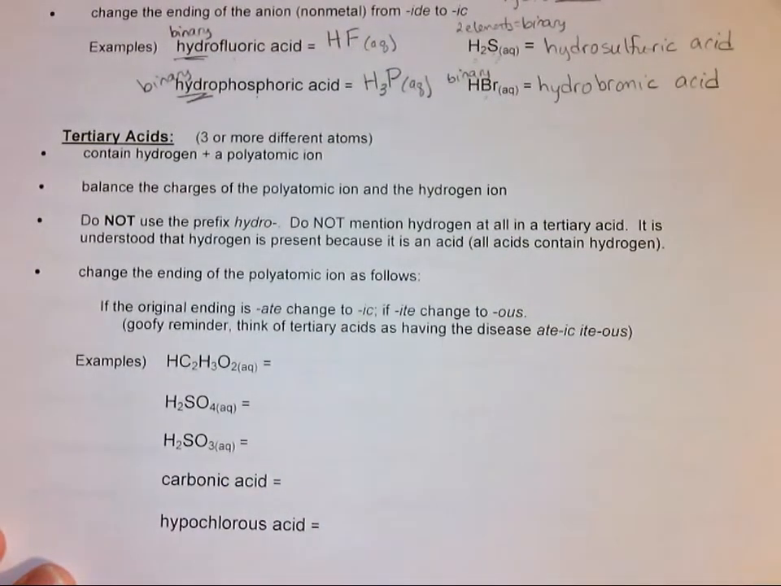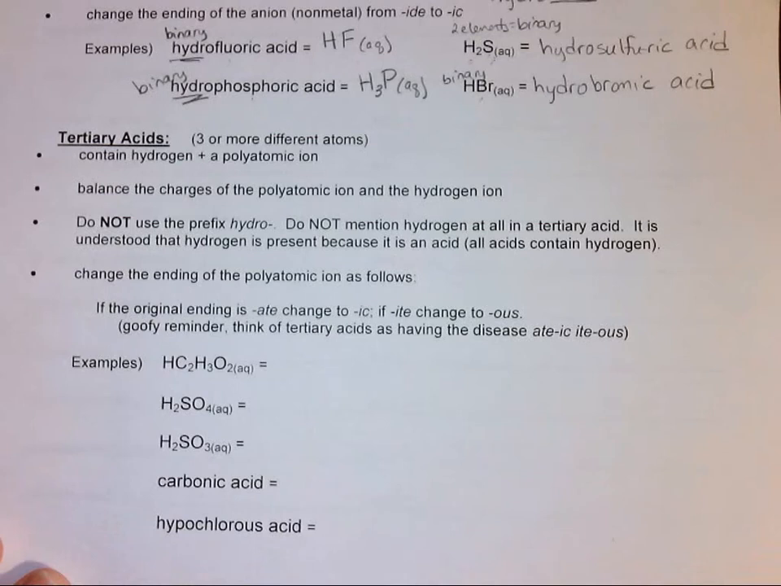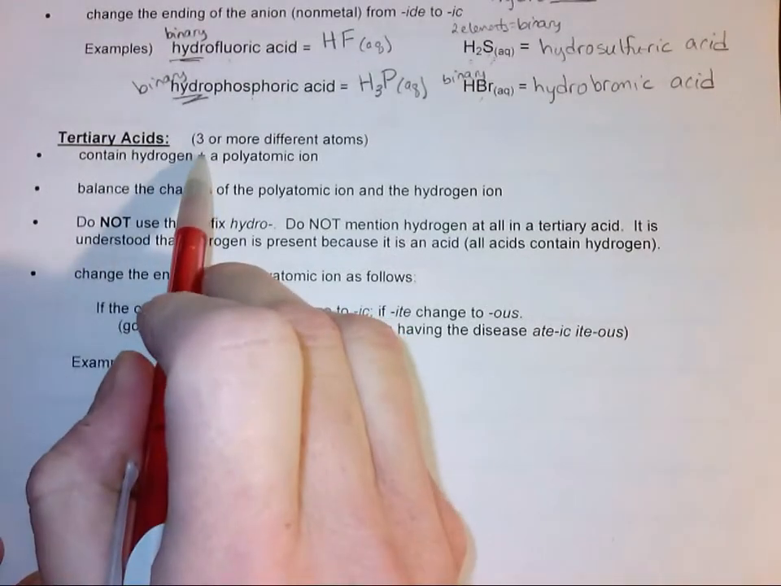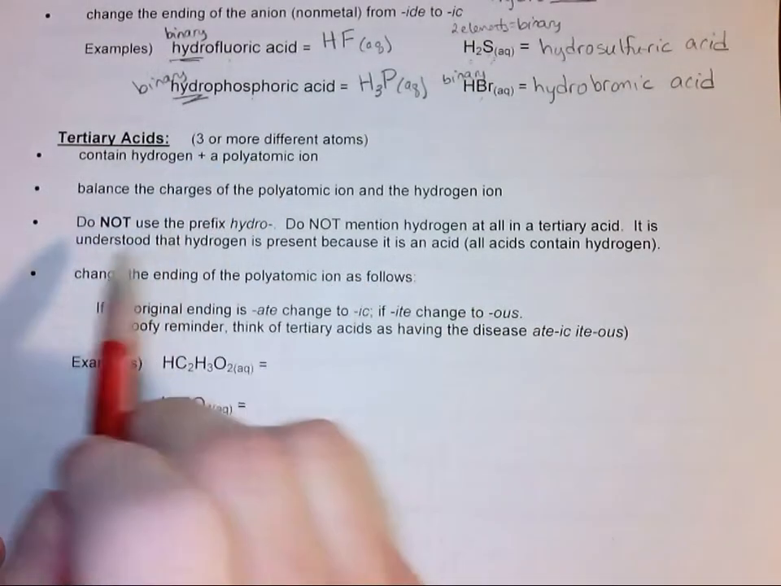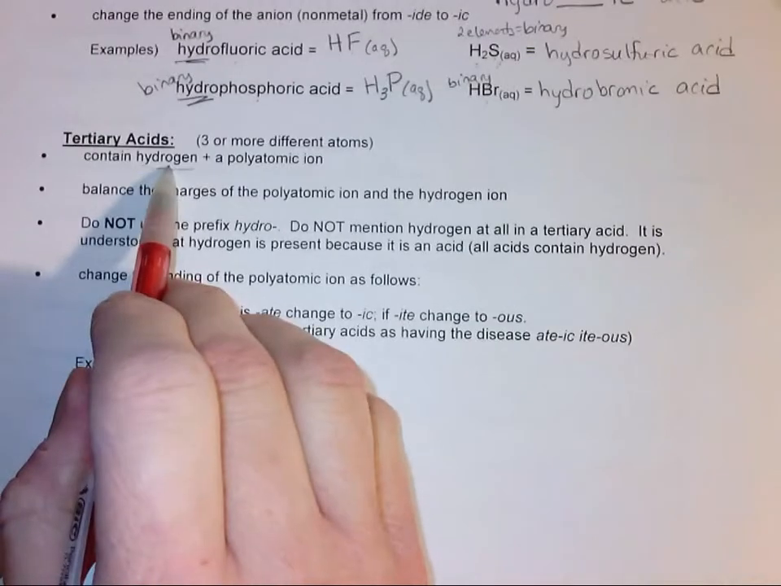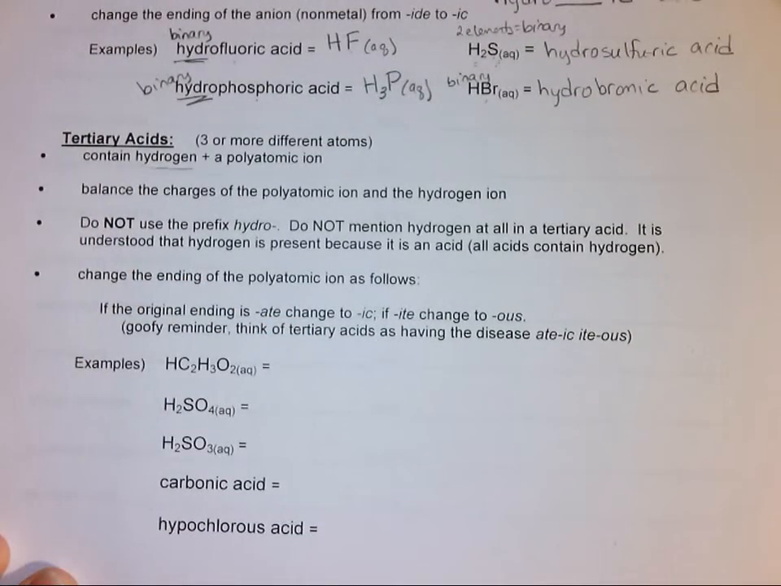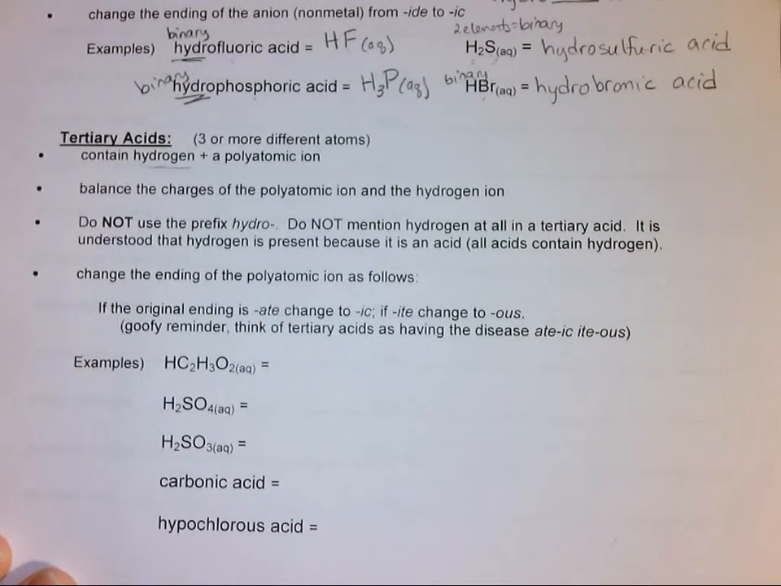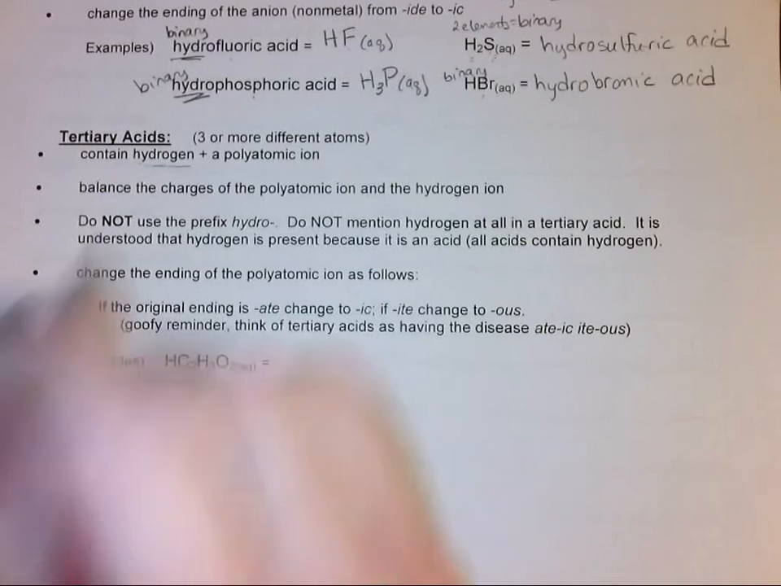Tertiary acids are the other type of acid that we want to name and write formulas for. Tertiary indicates 3 or more different atoms. These also contain hydrogen. Why? Because all acids contain hydrogen, and these will contain a polyatomic ion.